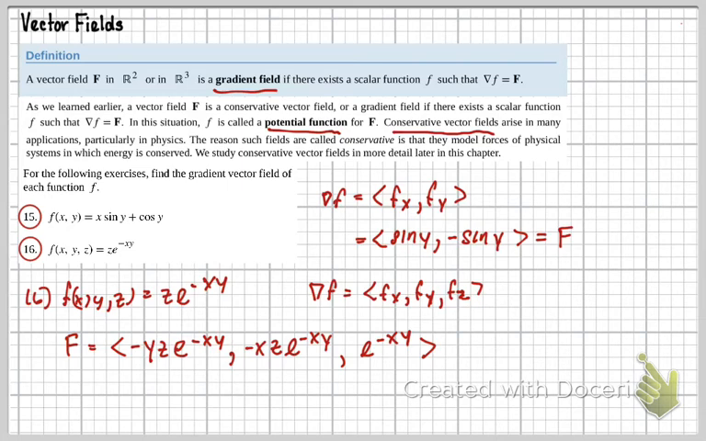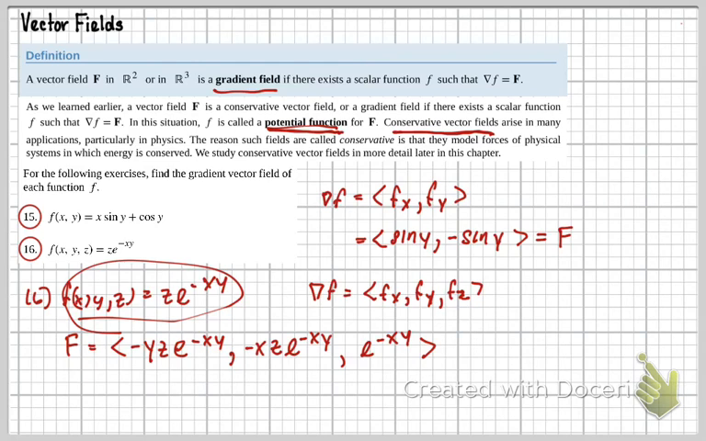This would be conservative because it's a gradient vector field, and because it's a gradient vector field, it has a scalar function f. So we would say the potential function is the f. It is a conservative vector field because it has a potential function, or also because it's a gradient field. So for those two reasons, we can say it's conservative. So there's our answers. We're going to get more into that later on, like it says in the text there. Later on in the chapter, we're going to see more of this.